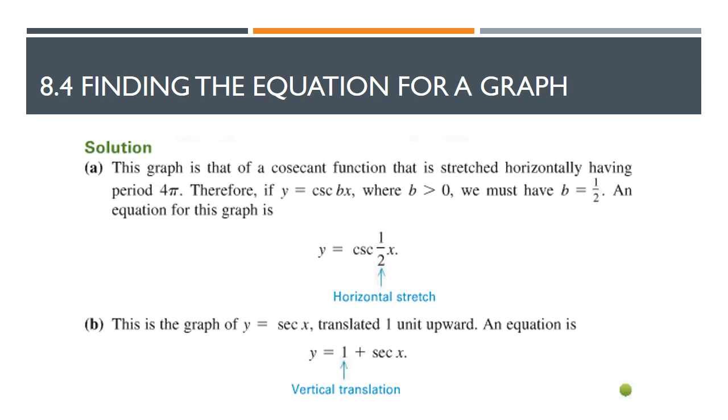For part B, we have a graph of secant translated 1 unit up, and that's all that's been done to it. So you're just going to add 1 to the secant of x.